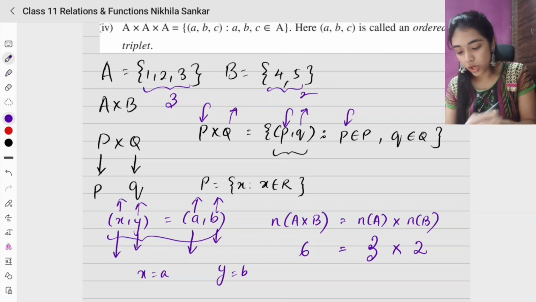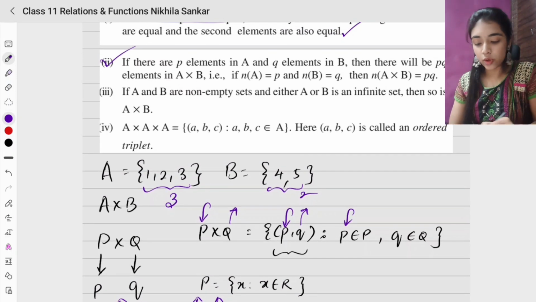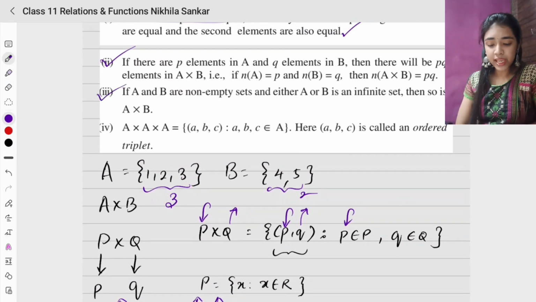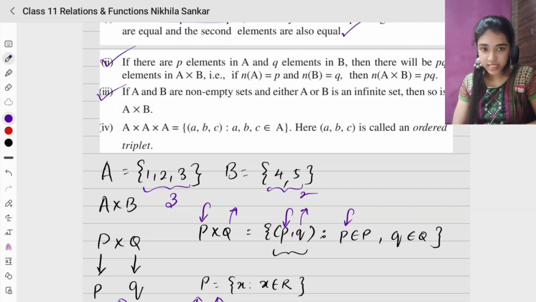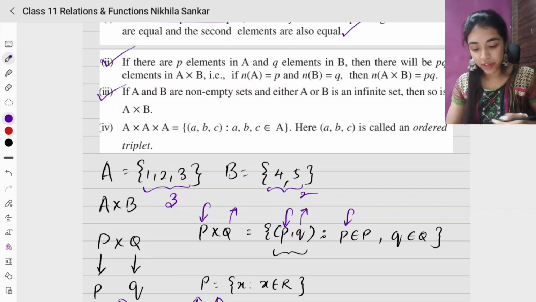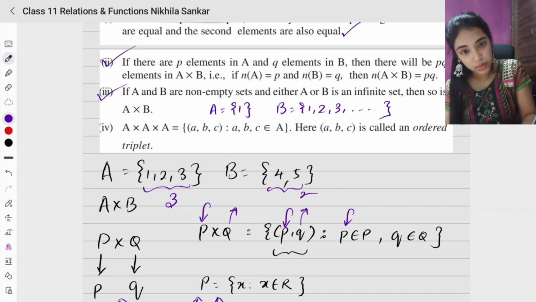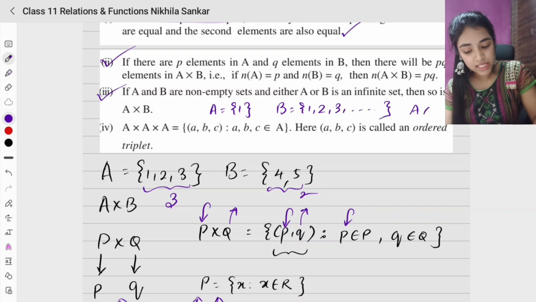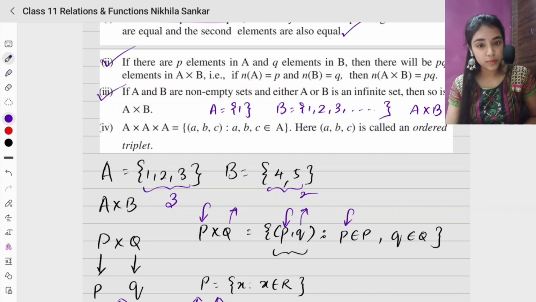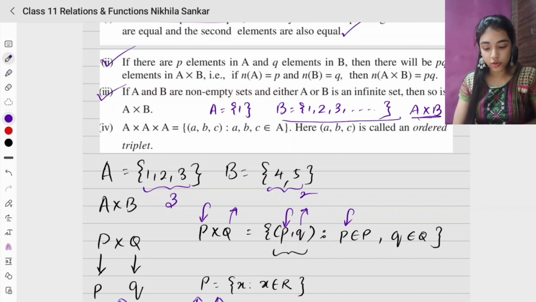We are going to see what is A cross A in the next slide. Before that, I'll explain a few things. Now the third point. If A and B are non-empty sets, which means they have some element inside, and either A or B is finite. So if A has the element 1 and B is some infinite set, this is not going to stop. If this is an infinite set, it means A cross B is also going to be infinite. If one of the sets is infinite, then A cross B is also going to be infinite.